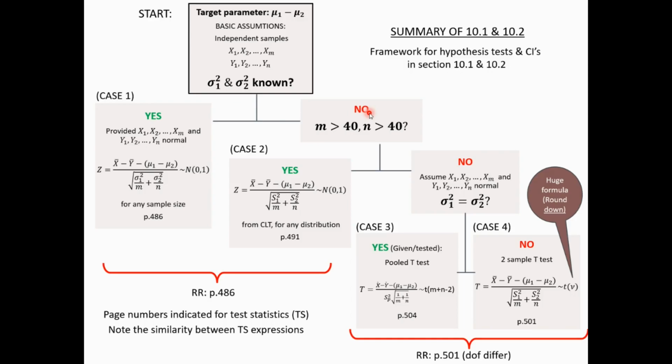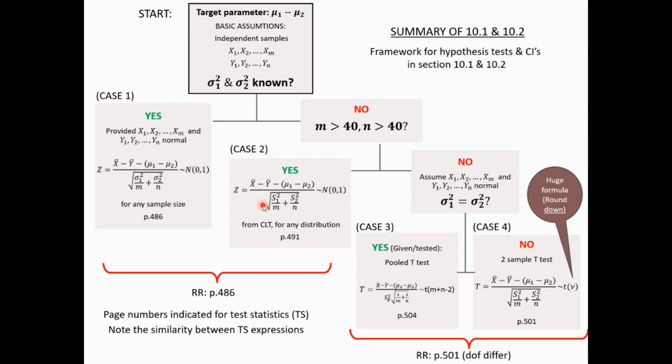In this video now, let's quickly have a look: what if you don't know the variances? Then the next question you're going to ask yourself is, what are the sample sizes? If you see that both m and n are greater than 40, then you end up with case 2. This ends up being your pivotal quantity, and then you can modify this for your test statistic. You can see these two things are very similar. They're both normally distributed.